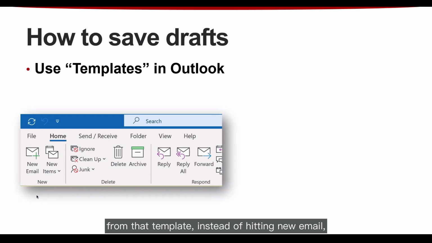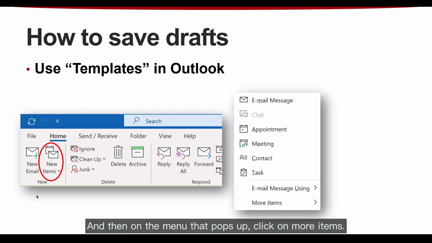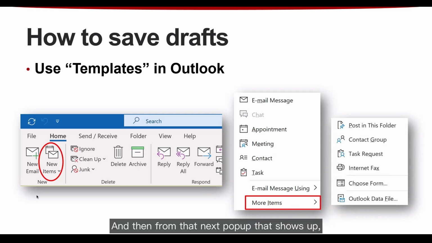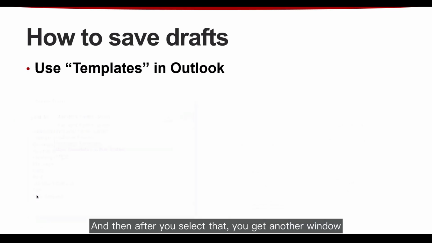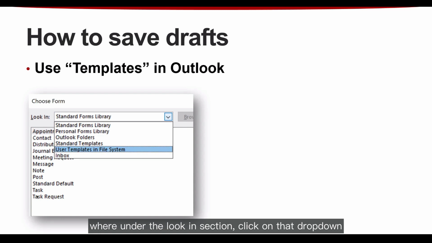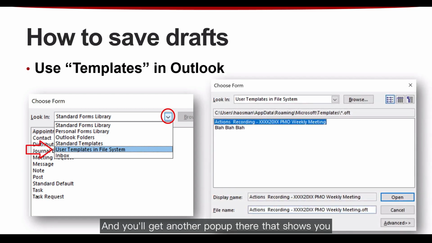In the future, if you want to create a new message from that template, instead of hitting New Email, you want to click on New Items. Then on the menu that pops up, click on More Items. From that next pop-up, click on Choose Form. After you select that, you get another window where under the Look In section, click on that drop-down and select User Templates in File System. And you'll get another pop-up there that shows you all the different templates. As a joke, I kind of added in blah, blah, blah there.